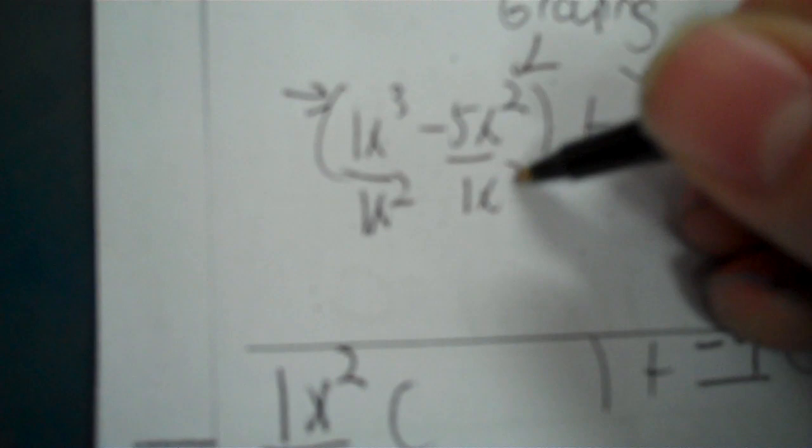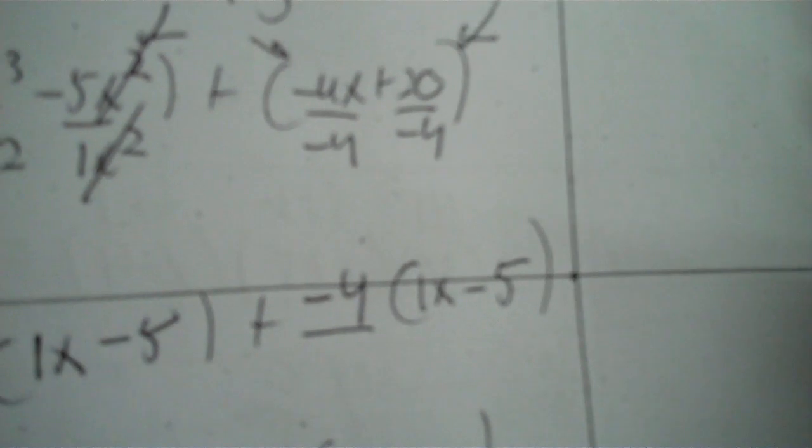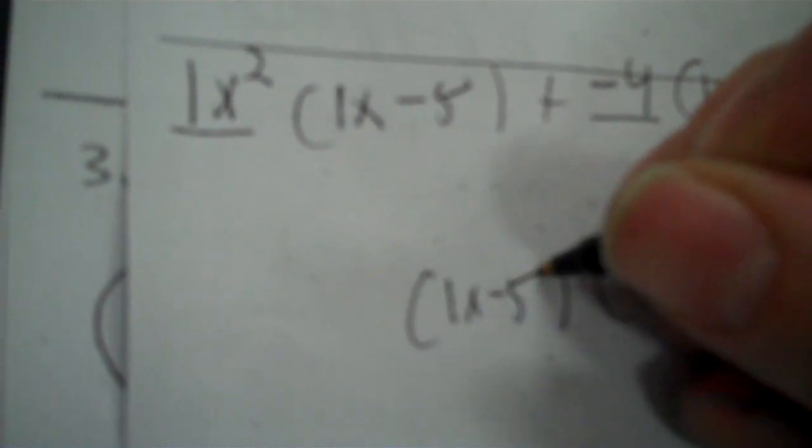So I divide by 1x squared here, and I divide by negative 4 here. So it's going to be 1x minus 5, because these cancel. 3 minus 2 is 1x to the 1st power. That's going to be 1x minus 5. Okay, so we got the same thing, 1x minus 5, and then we combine the GCFs to make my other binomial.